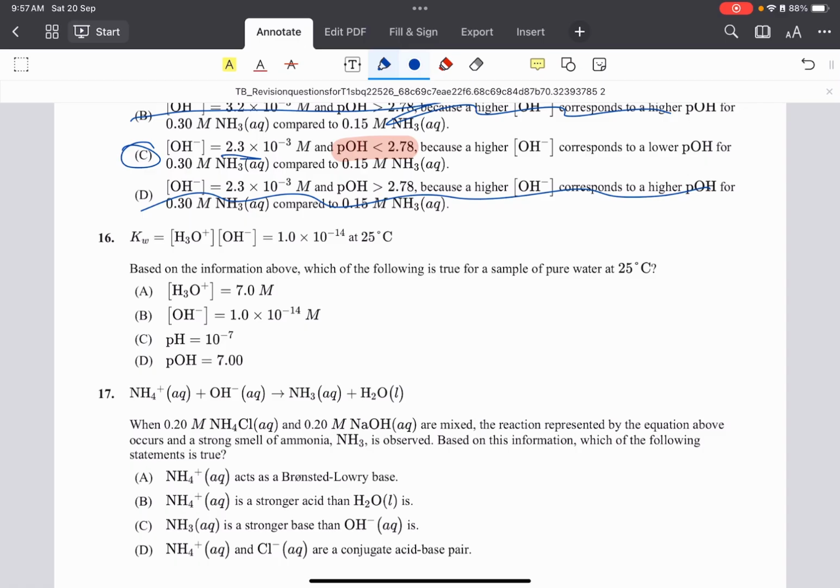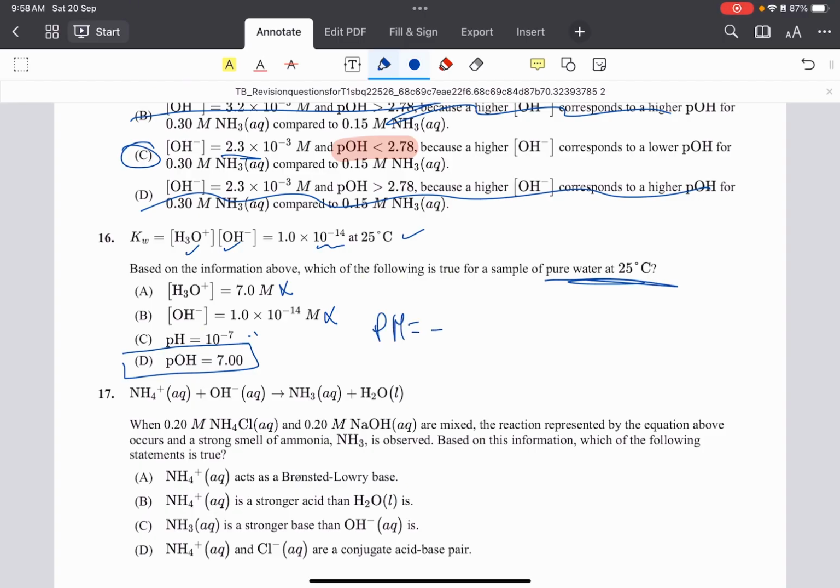KW. KW is always the concentration of both. It's correct. Okay, based on the information, which of the following is true for pure water at pH 7? It's not the concentration equal to 7 molar. No, that's KW. No, that's wrong.